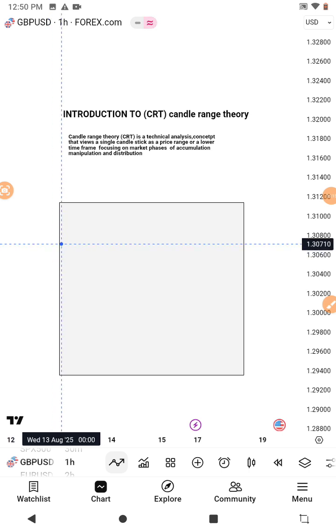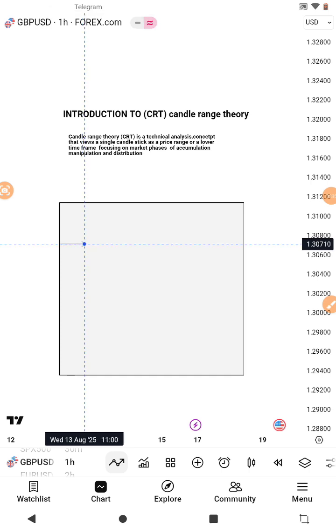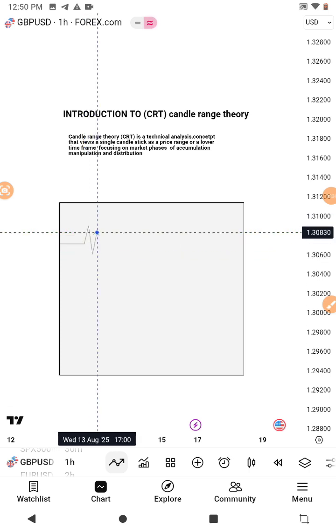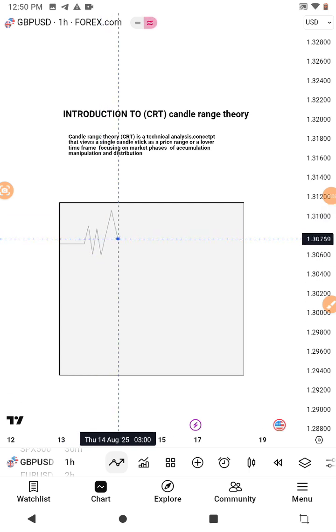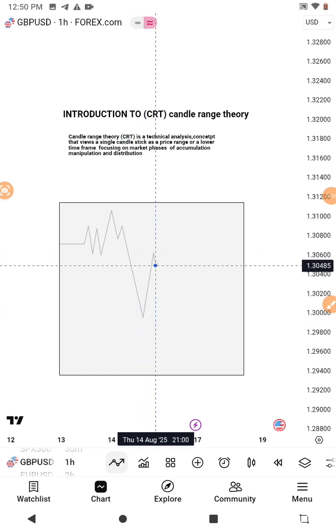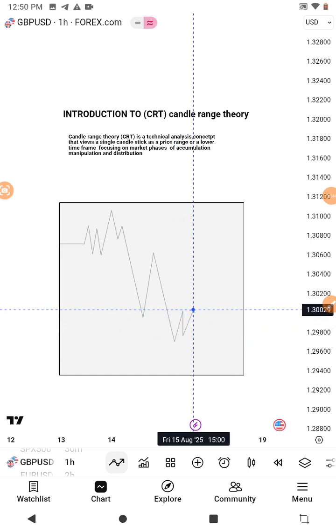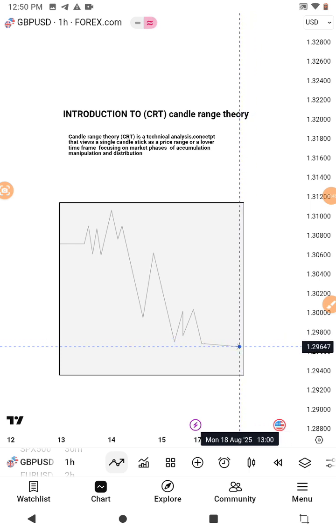Something like this: opening price. This is the accumulation phase, the manipulation phase, and also the distribution phase. That's what we are absolutely focusing on in CRT.